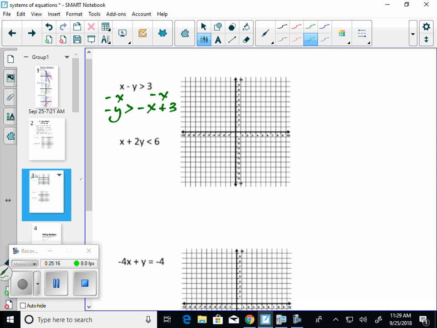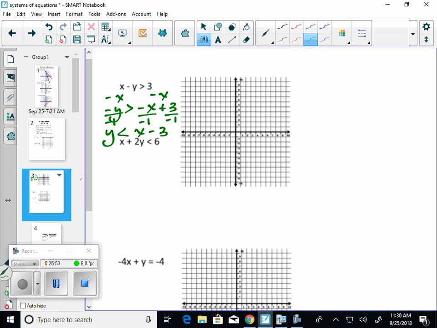Questions? Can I have negative y? No. So how do I get rid of the negative? By dividing by negative 1. And if I divide this by negative 1, I've got to divide everything over here by negative 1. So I'm really just changing all the signs. But what happens when I divide by a negative? The symbol flips. So I actually am going to have y is less than x minus 3.